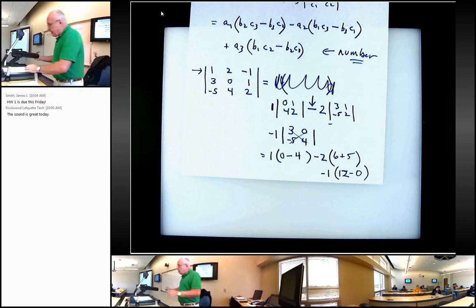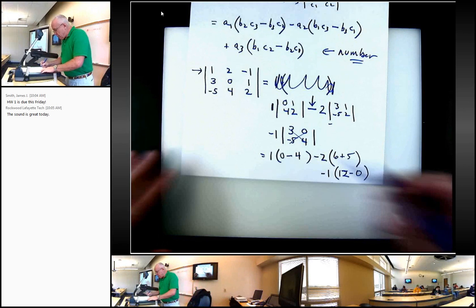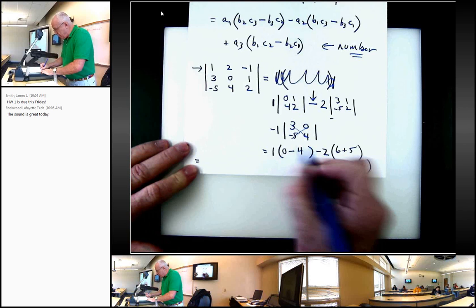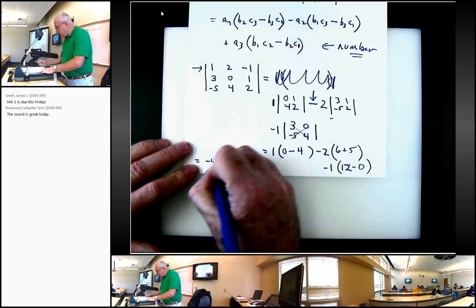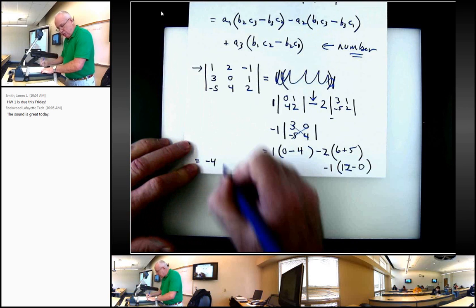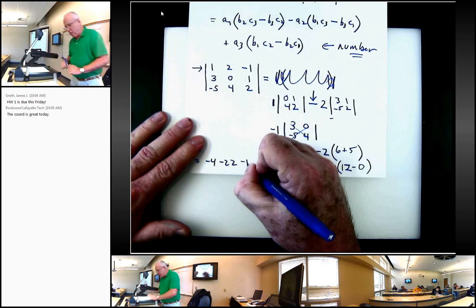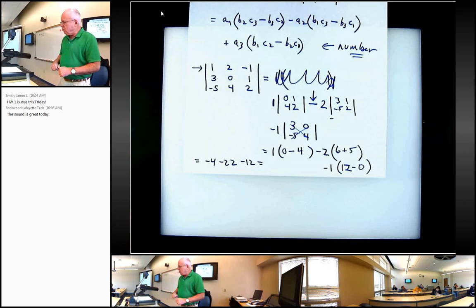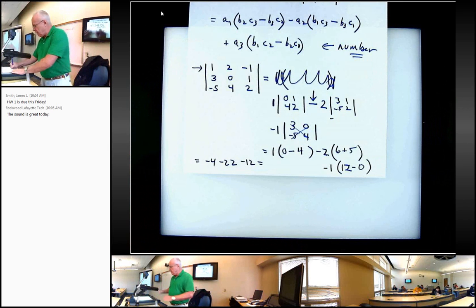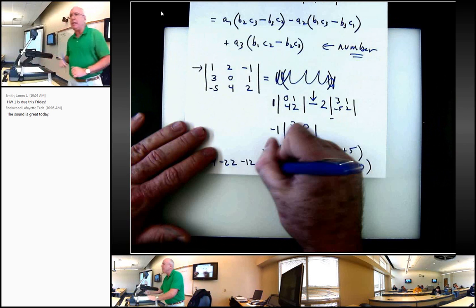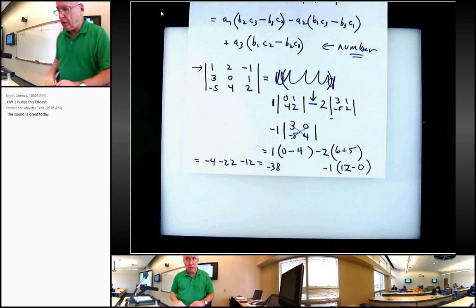So then we just figure out what this all comes to. This is going to equal what? Minus 4, minus 2 times 11, that's minus 22. Minus 1 times 12 is minus 12. So 26 and 12, we end up with a minus 38 for our determinant.